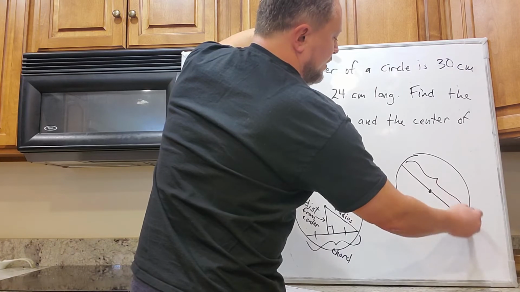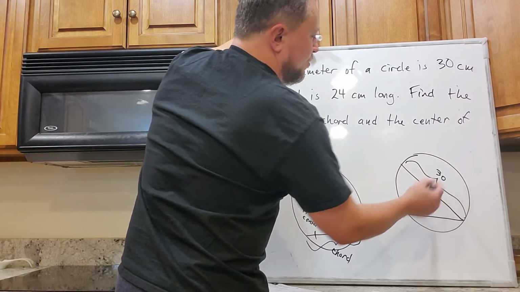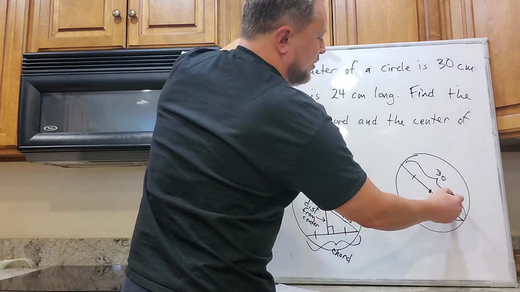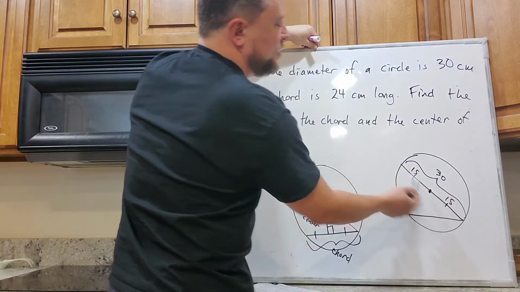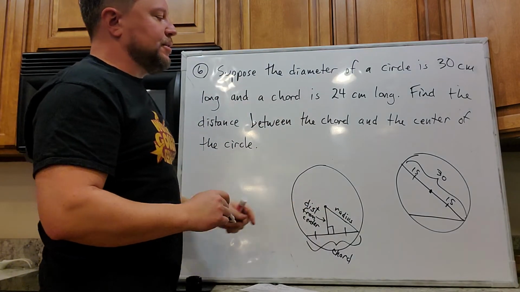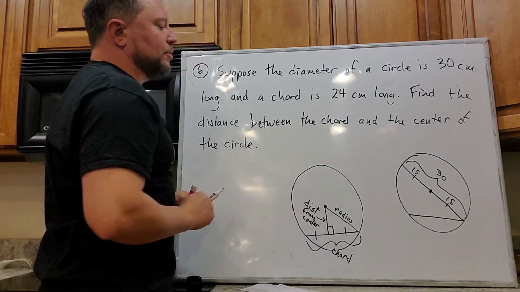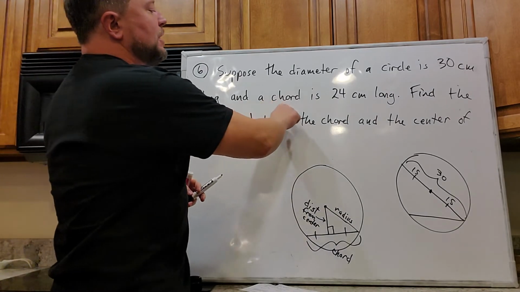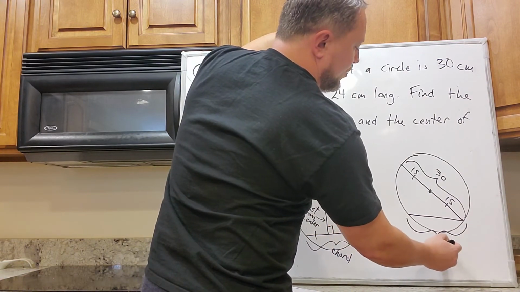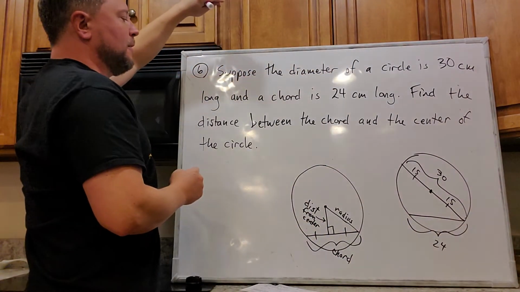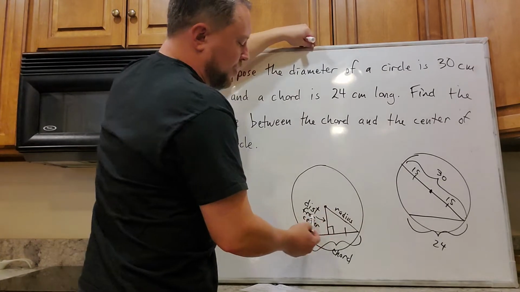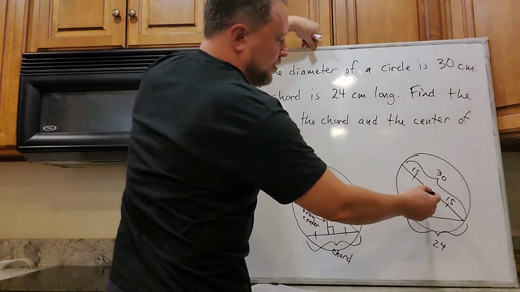So if this entire length of that diameter is 30, then of course my radius from here to here should be exactly 15, right? 15 plus 15 would be 30. Okay, I only want the radius because that's what's going to make our little right triangle in this problem. Now they mentioned the chord is 24 centimeters long. So this entire length along the bottom here of the chord is 24. And we want to find the distance between the chord and the center of the circle.